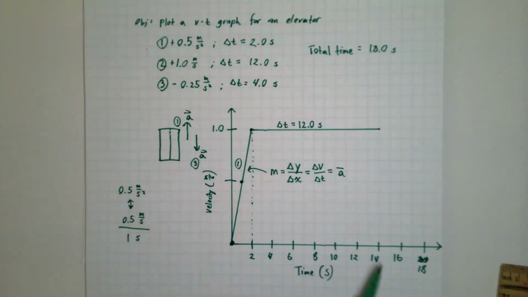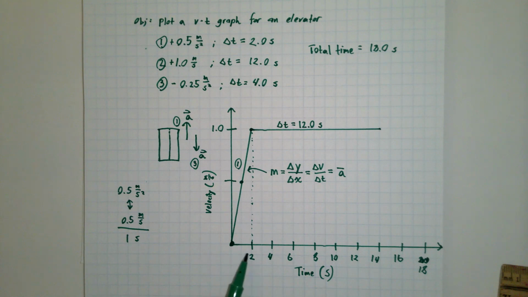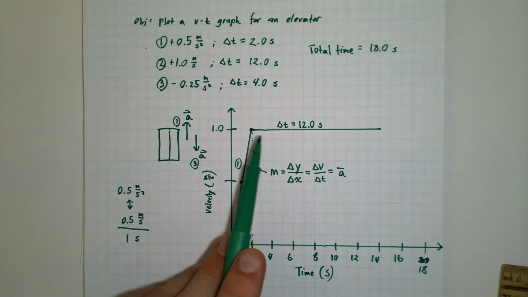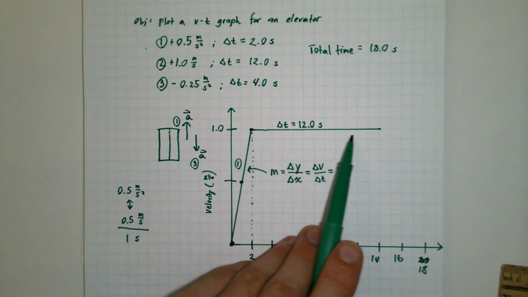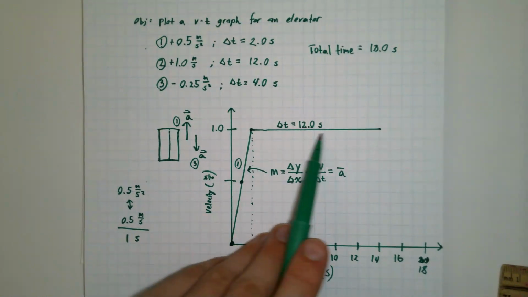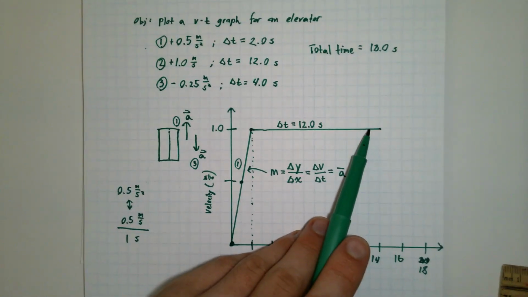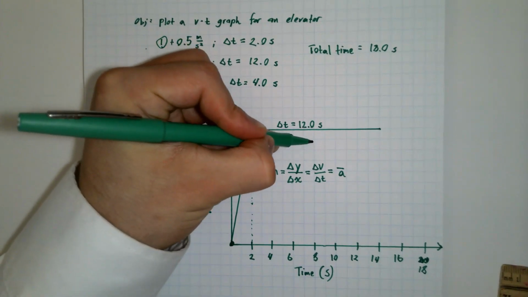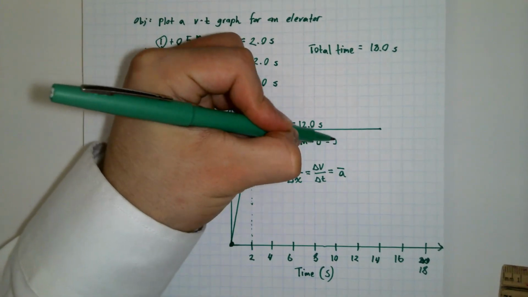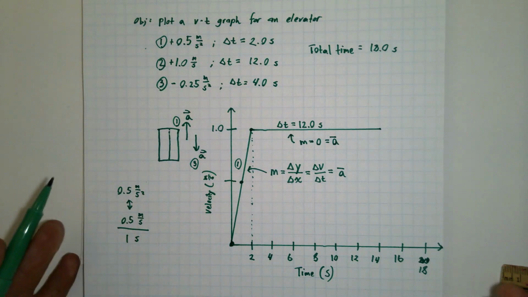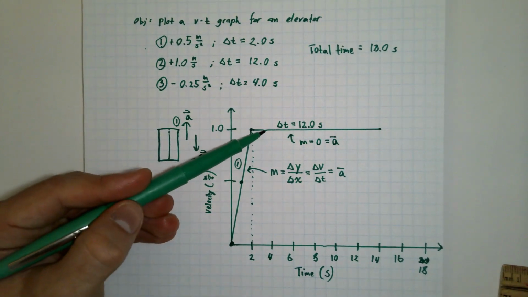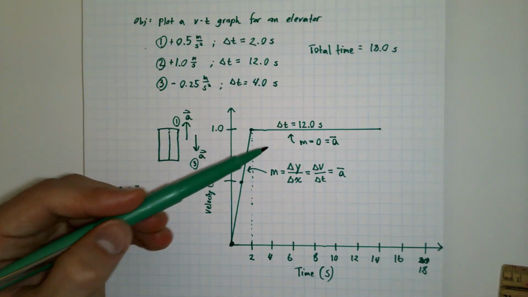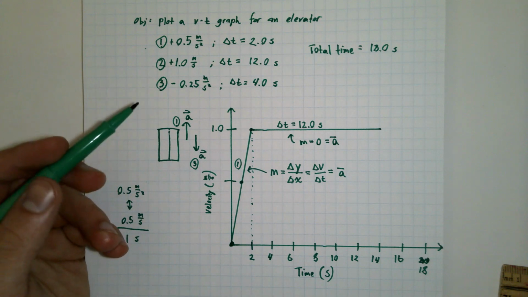Now the time that we're at is 14 because we had these first 2 seconds that were the acceleration with the slope. Notice, what is the slope of this line here? The slope of this line is 0 because the acceleration at this point in time is 0. In other words, there is no change in velocity, so there is no slope, so there is no acceleration, right?